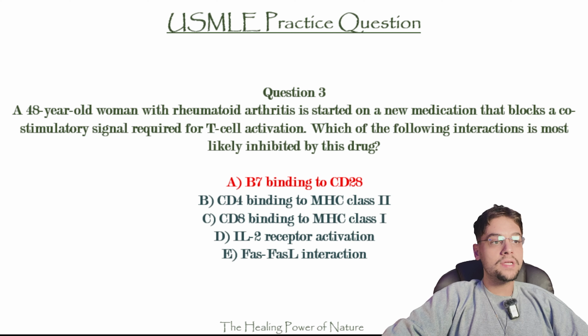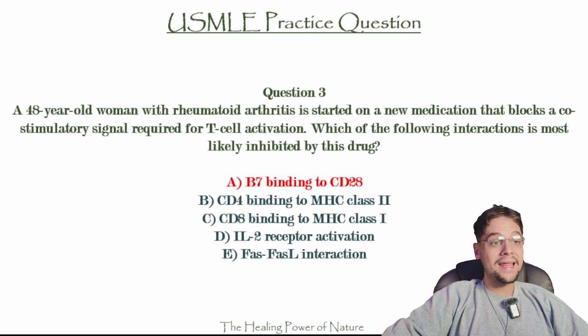So if you chose A, that is correct. Remember, T cell activation requires two signals. First, the MHC interaction, then additionally the co-stimulation of B7 binding to CD28 on the T cell. B7 is on the antigen-presenting cell, CD28 is on the T cell. 28 divided by 7 is 4. That's how you can remember this.